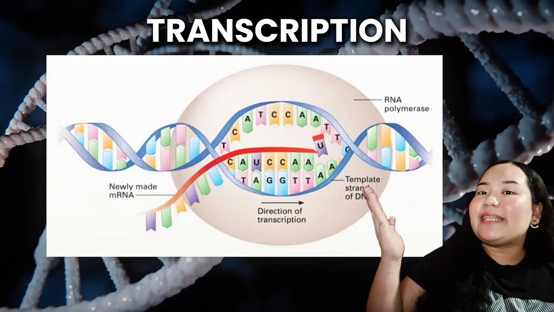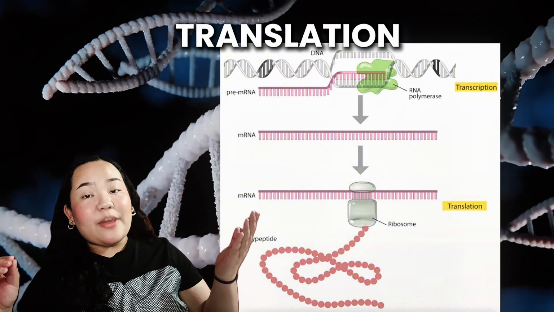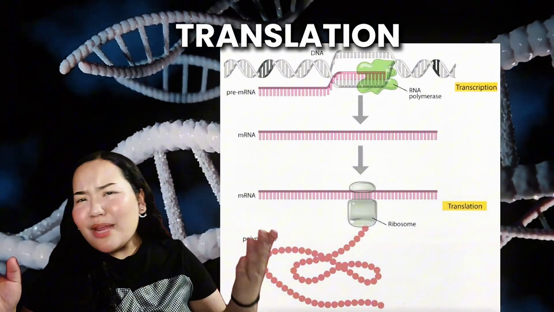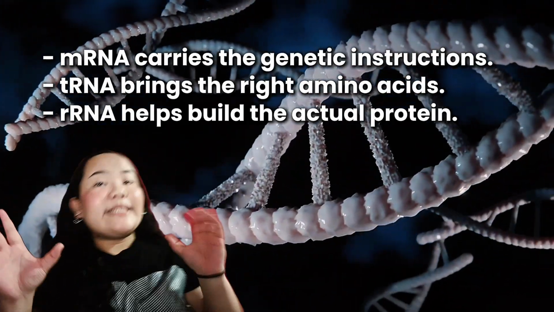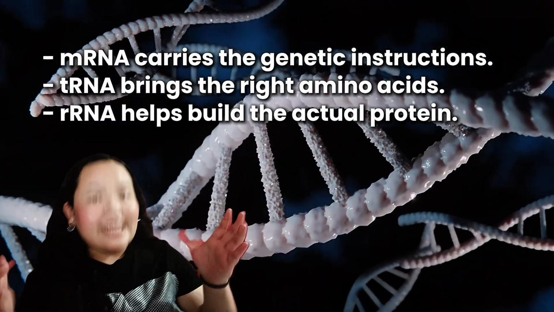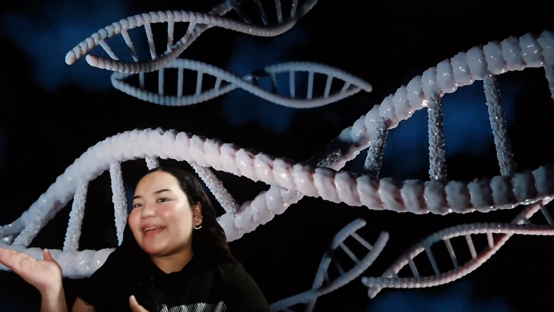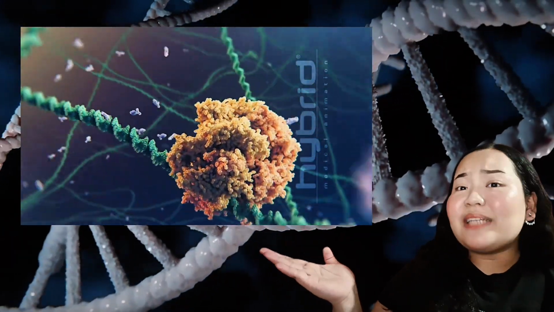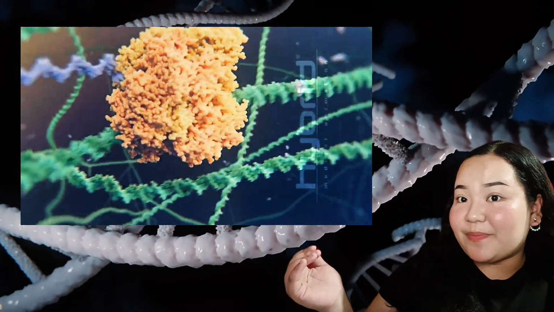RNA in transcription and translation. Let's move forward. Let's now put everything together. So how does RNA help make proteins? Well, in transcription, the DNA is copied into mRNA. Then in translation, the mRNA is read by the ribosome to build a protein. Here's what actually happens. mRNA carries the genetic instruction, tRNA brings the right amino acid, and rRNA helps build the actual protein. Let me show you something. This is how life builds itself, from code to action, all thanks to RNA.